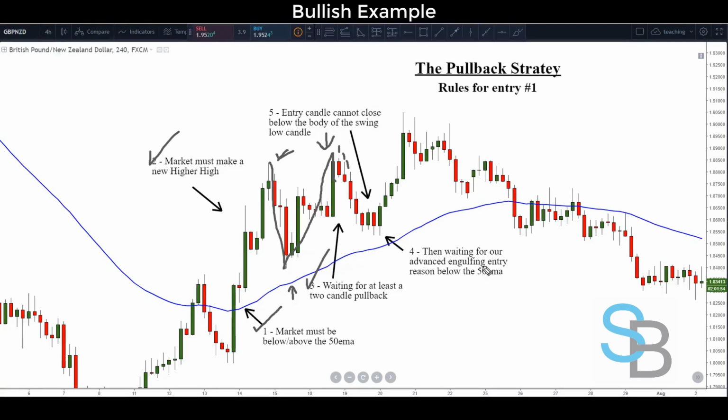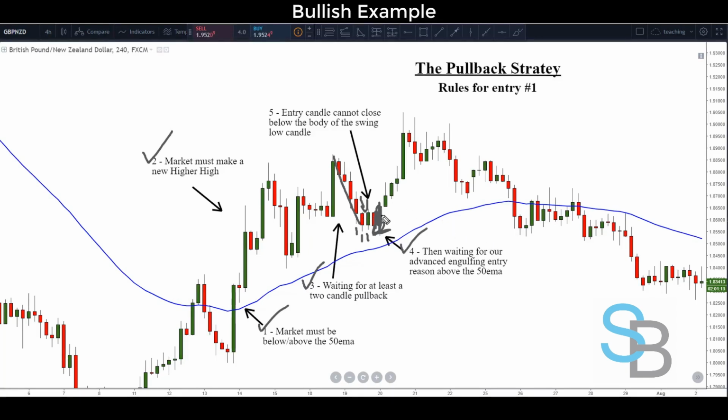Do we get an advanced engulfing entry reason above, this should be changed as well, sorry guys, above the 50 EMA? Well, let's look and see. We have this pullback, and if we take off these two candles completely, what do you guys see? We have our 1, 2, 3 engulfing candle setup for our advanced entry reason. So the answer to that is yes. We now have a market above the 50 that's making new highs, that had more than a 2 candle pullback, and that gave us an advanced engulfing entry.